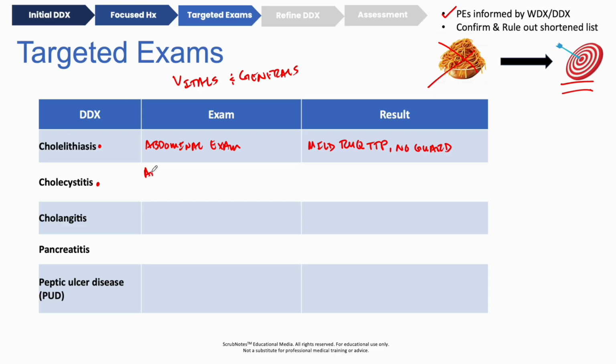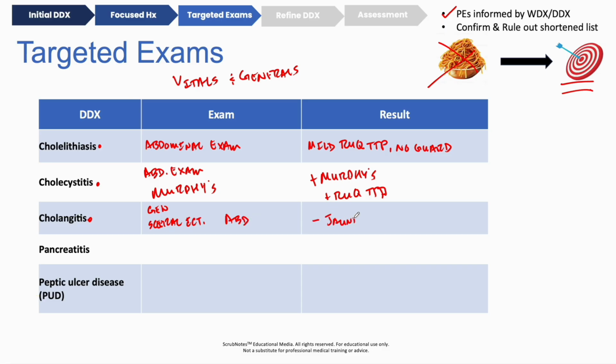Again, we definitely want to do an abdominal exam, and in this situation, we want to test for Murphy sign. So for our patient today, let's assume the Murphy sign was positive, and as I noted before, positive for right upper quadrant tenderness. Next, let's look at cholangitis. We want to make general observations, check for any scleral icterus, and then of course perform an abdominal exam. Let's assume our patient doesn't have any jaundice and no systemic toxicity.